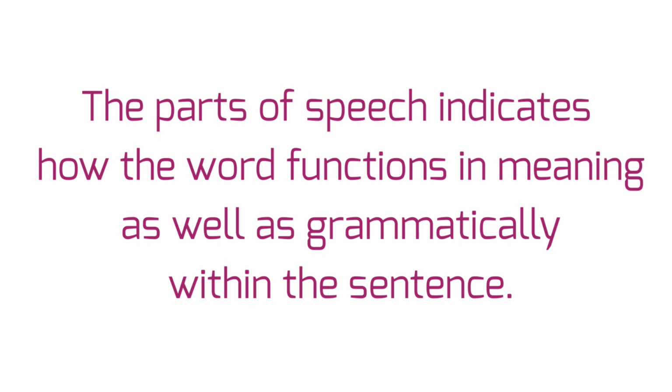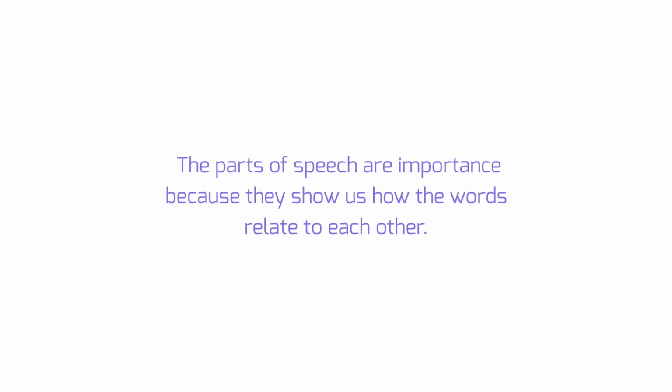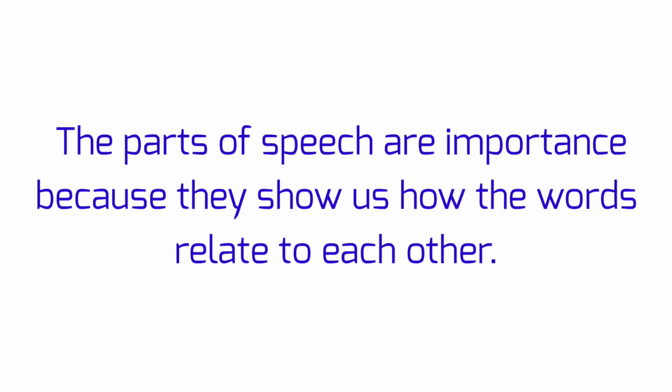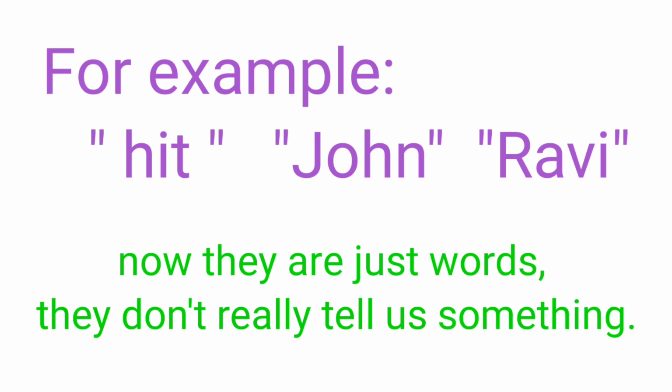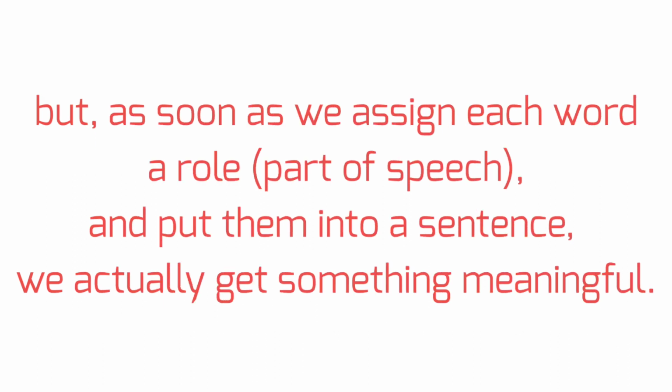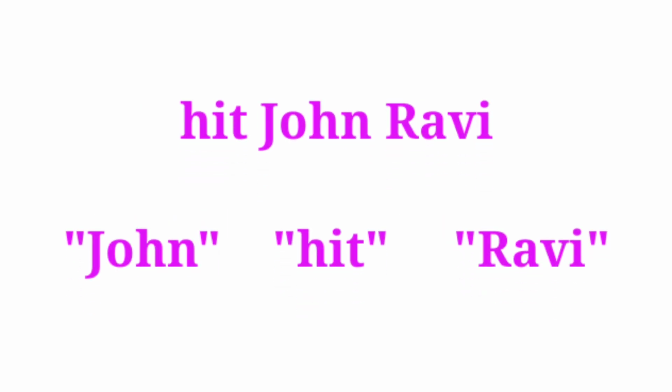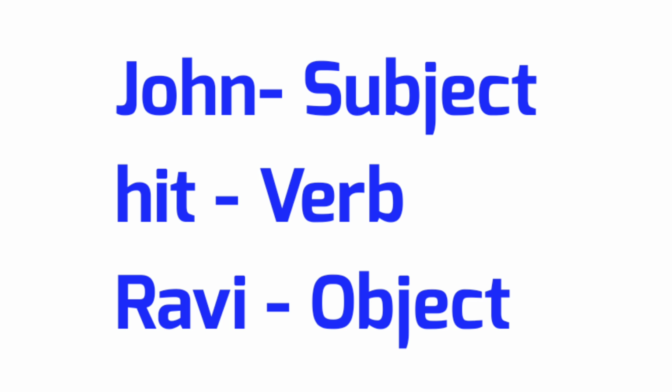Now you may ask, what is the importance of parts of speech? Parts of speech are important because they show us how the words are related to each other. For example, let us take the words hit, Ravi, John. Now they are just words, they don't really tell us anything. But as soon as we assign each word a role, as a part of speech, and put them in a sentence, we actually get something meaningful. John hit Ravi. John is subject. Hit is verb. Ravi is object.